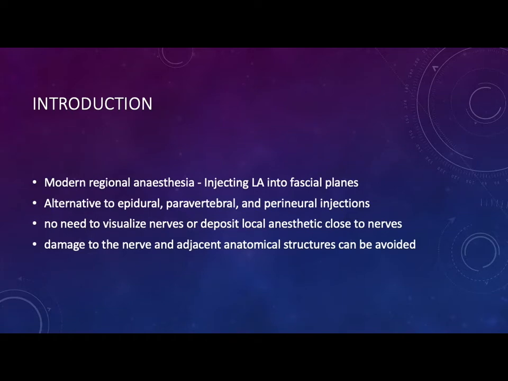As for my introduction, fascial plane block is a modern regional anaesthesia technique by injecting local anaesthetic into fascial planes. It is an alternative to epidural, paravertebral and perineural injections. The benefit of it is that we don't need to visualize the nerve or deposit local anaesthetic close to the nerve. Therefore, damage to the nerve and adjacent anatomical structures can be avoided.